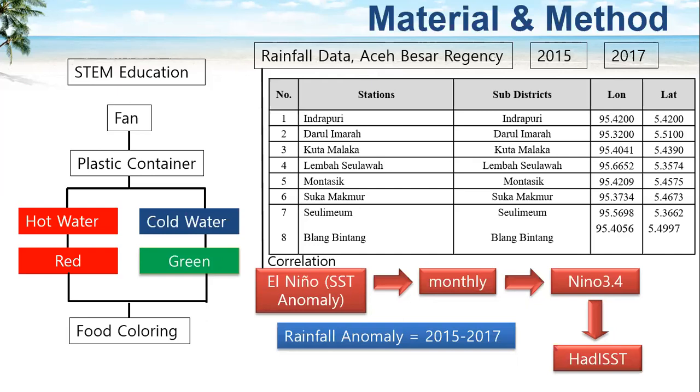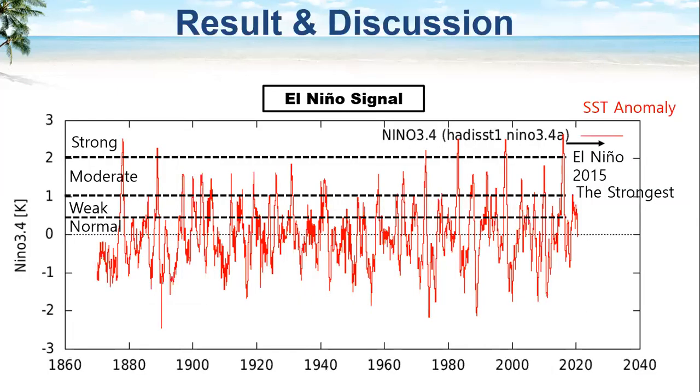the El Nino was one of the strongest signals at the time of El Nino. So this is the cycle of El Nino shown here from 1816 to 2020. Here we can see the top 6 of El Nino signals. Here we can see that El Nino 2015 was the strongest, even the strongest ever compared to other El Nino signals.